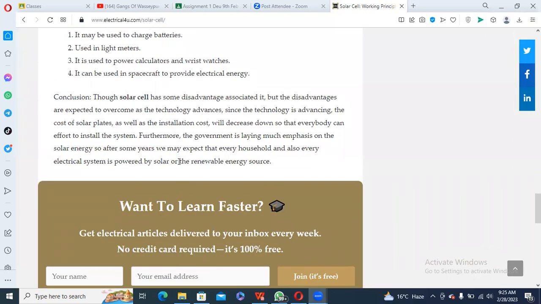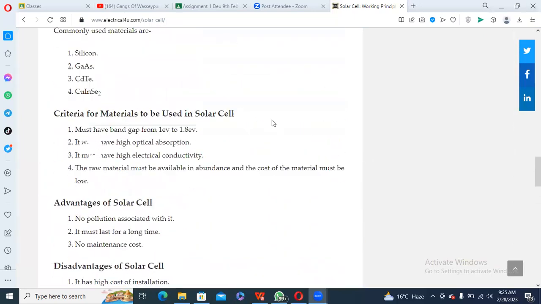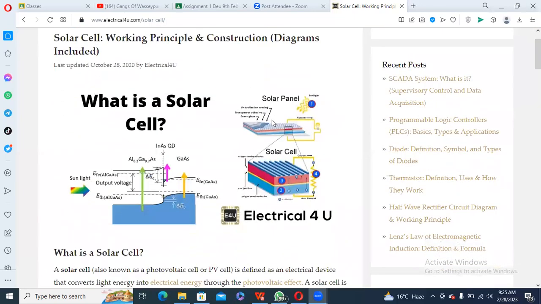At the end, I can say solar cells have some disadvantages associated, but these disadvantages are expected to be overcome as technology advances. Since technology is advancing, the cost of solar panels as well as the installation cost will decrease so that everybody can afford to install the system. Furthermore, the government is laying much emphasis on solar energy. So after some years, we may expect that every household and every electrical system will be powered by solar or other renewable energy sources. This is all from my side.